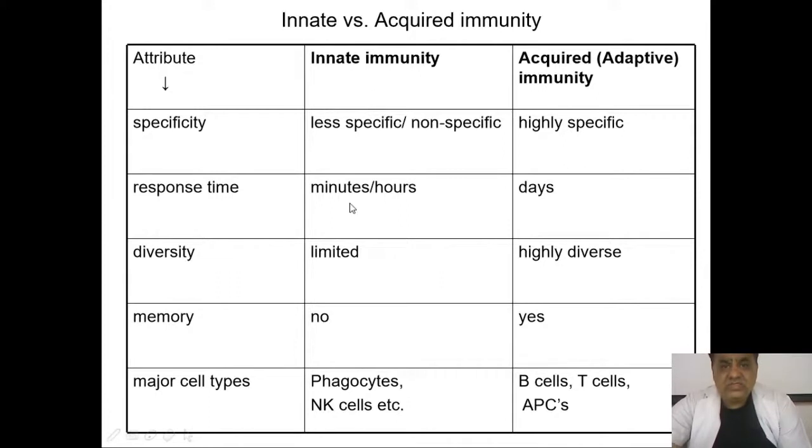Response time of the innate immune system is very fast because it's already there, but the diversity is limited. It has no memory, and the important cells are phagocytes and natural killer cells, besides other cells which I'll discuss down the line. On the other hand, acquired or adaptive immunity is highly specific. It takes time, days, to respond, but it's highly diverse in responding to varied amount of antigen, organisms and their antigens. It has memory, and the important cells are B cells, T cells, and of course the antigen presenting cells, which start the whole process of recognizing an invader or a foreign particle or antigen.